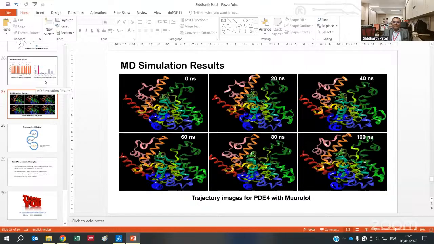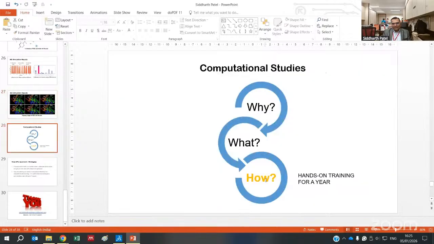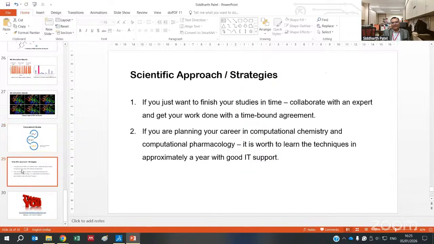So this is all about three different methods. We have discussed the three methods. The first one is network pharmacology. The second one is docking. The third one is simulation. And for all three we have tried a small demo so that you will understand how it happens and how to perform it. The third one is really important. It takes really hands-on training and a long time and really supportive IT so that a person can learn it. So here is the final scientific approach behind computational study.